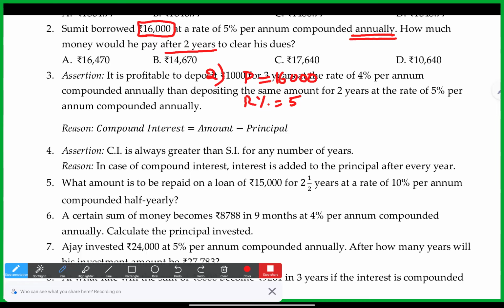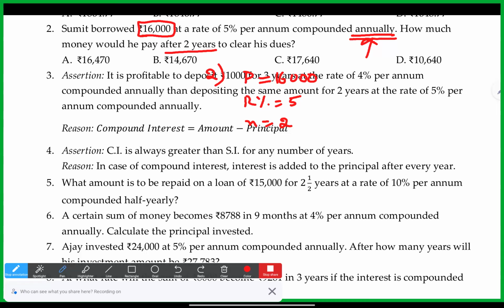For example, here, how much money would he pay after 2 years to clear his dues? Finally, the time is 2 years. Suppose instead of compounded annually, it is compounded half yearly. Then after 2 years, 4 half years will be there, so we should take n as 4 in that case. Here compounded annually means every year once only, so 2 years means n will be 2.